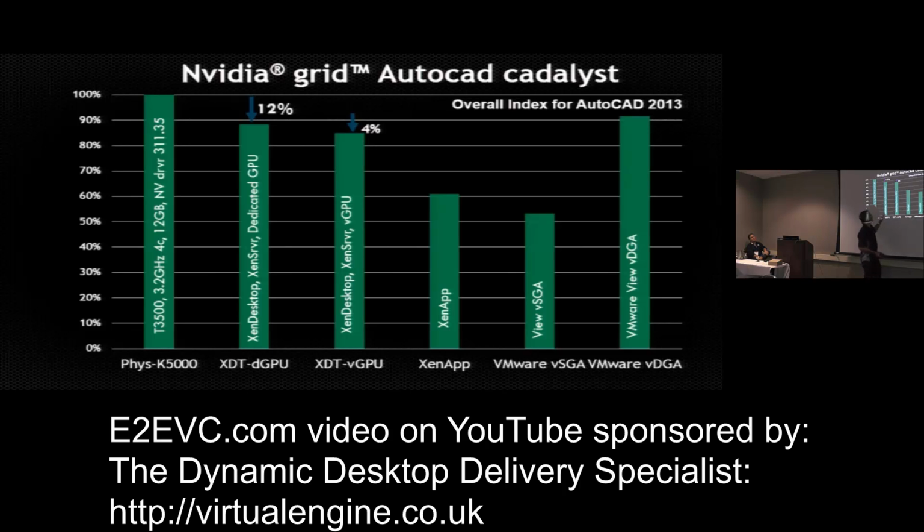VDGA has about the same performance as XenDesktop. So you'd kind of expect that. It's GPU pass-through. A different software development team wrote different bits of code, but it's close enough that it's about the same performance.